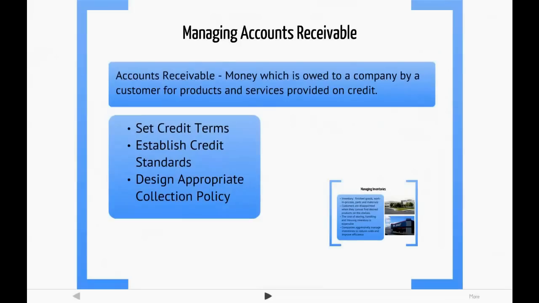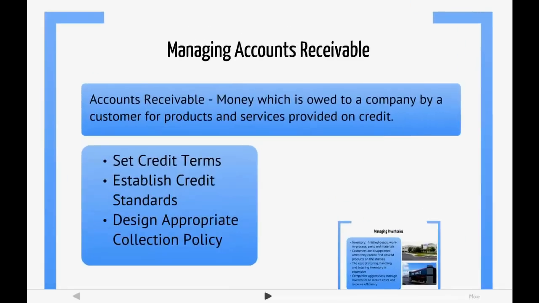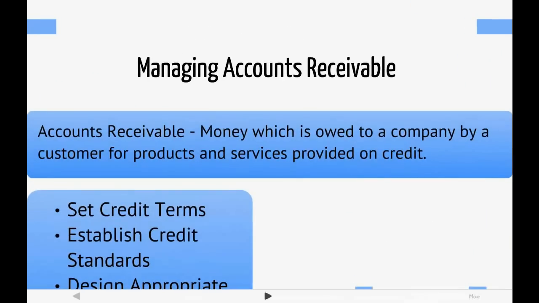All right, next thing important for companies is being able to manage accounts receivable. Accounts receivable, of course, are money that is owed to a company that it actually provides on credit. So many companies do business on a credit basis. So you're not expecting cash payments up front, but you're simply exchanging the goods or services that you provide with the expectation that you're going to get paid 30 to 60 days in the future.